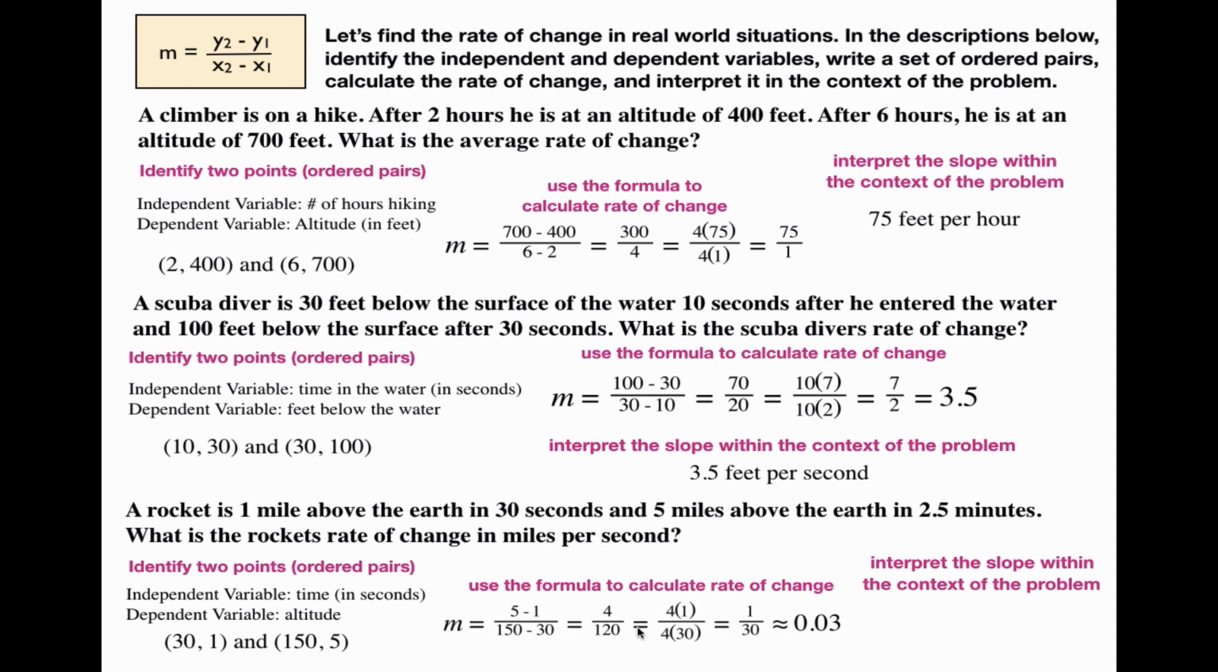All right. Calculating our rate of change, we get 1 over 30, or approximately 0.3, and that would be 0.3 miles per second. And why? Because our dependent variable is the altitude measured in miles, and our independent variable is time measured in seconds. So this would be miles over seconds, or miles per second.